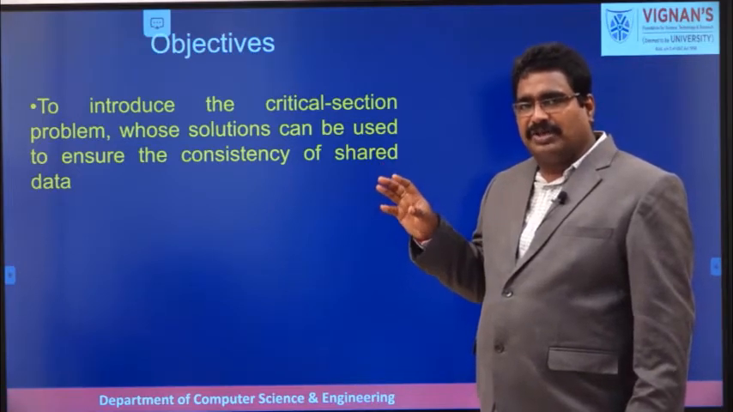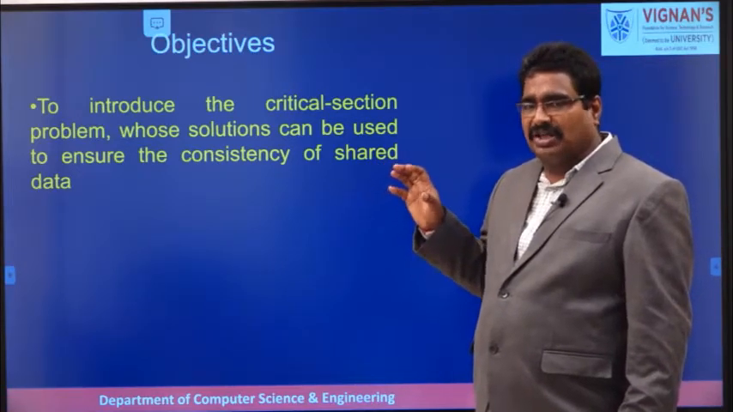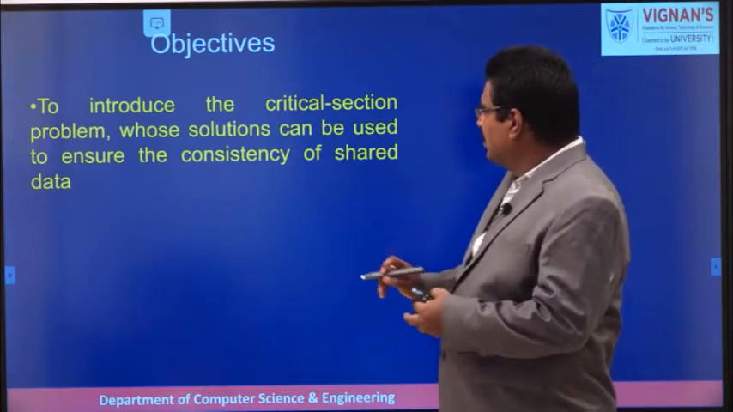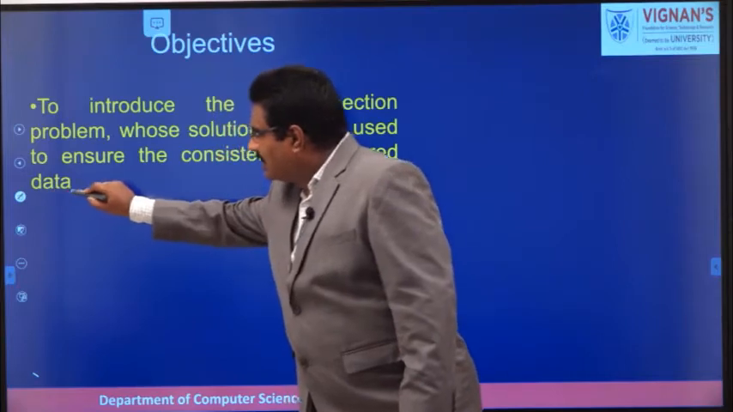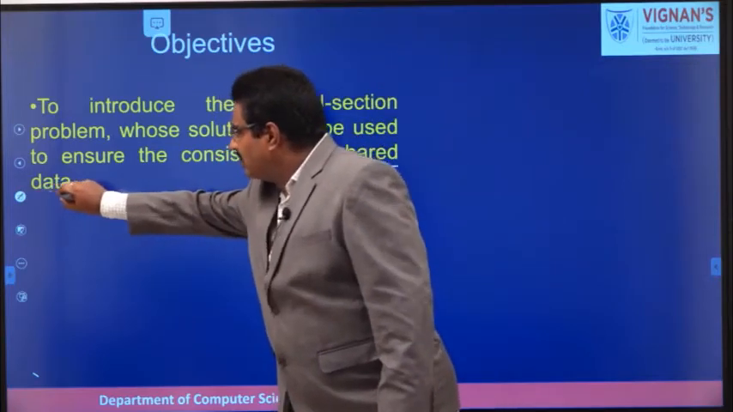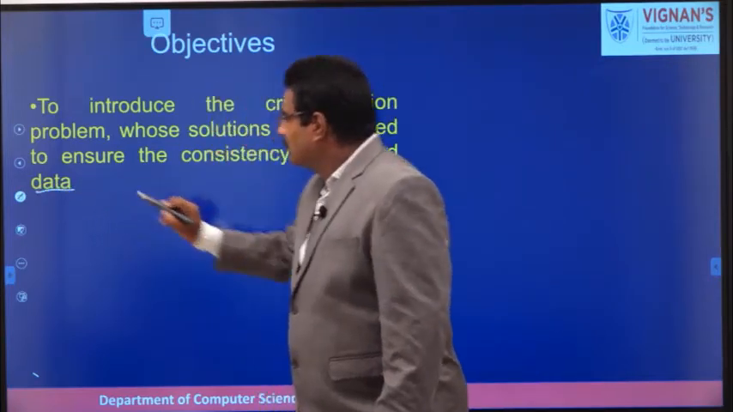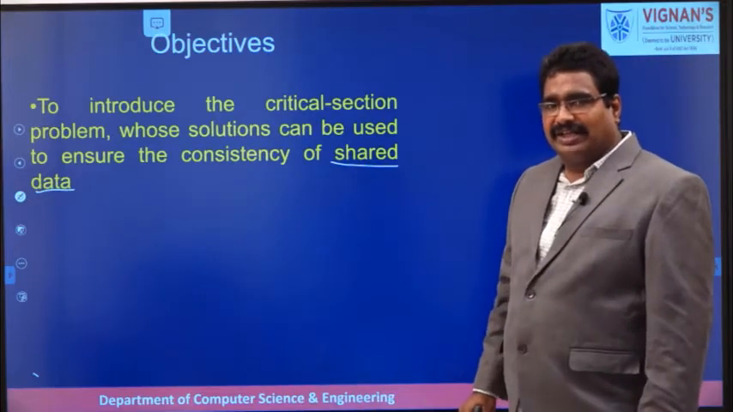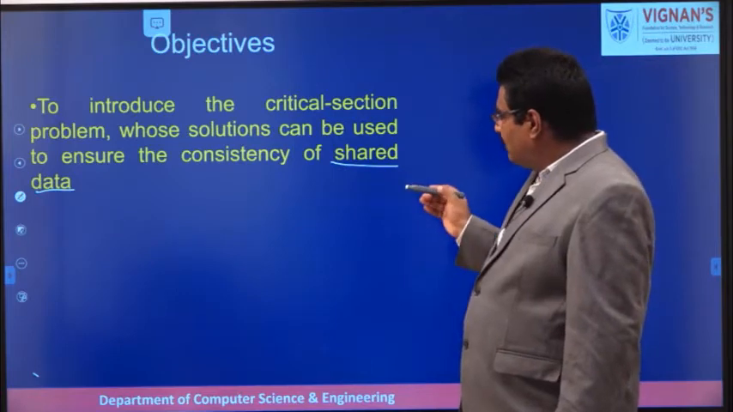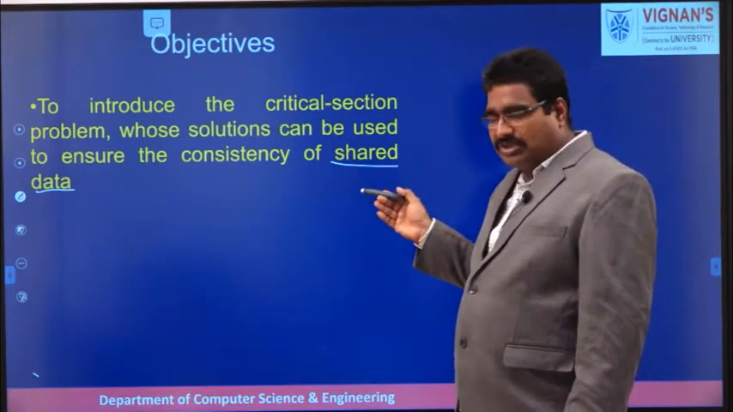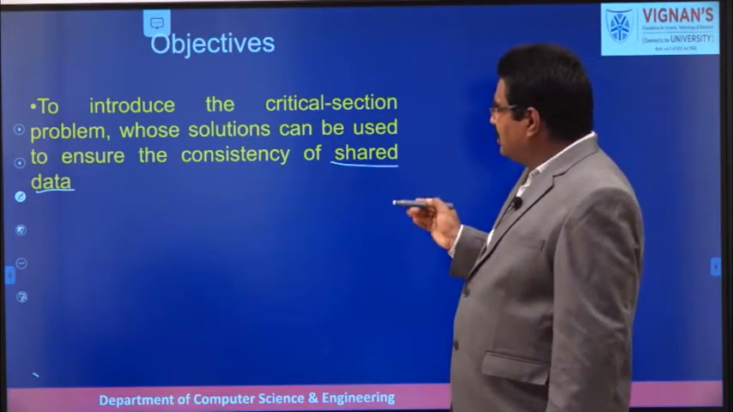In those statements, a few are modifying the shared data. Shared data is data that can be accessed by more than one process. We already know that data accessed by more than one process is called shared data.